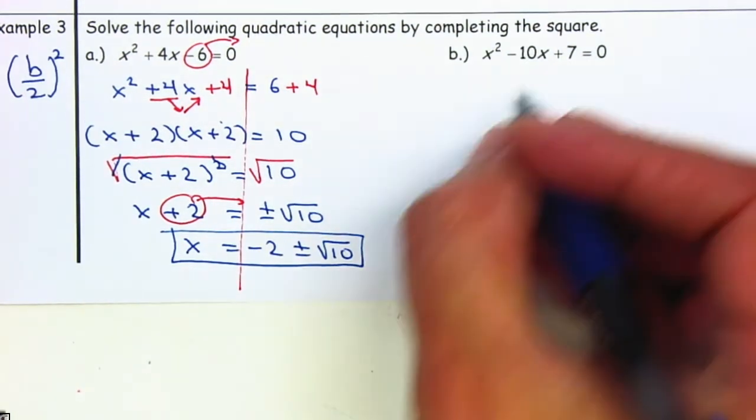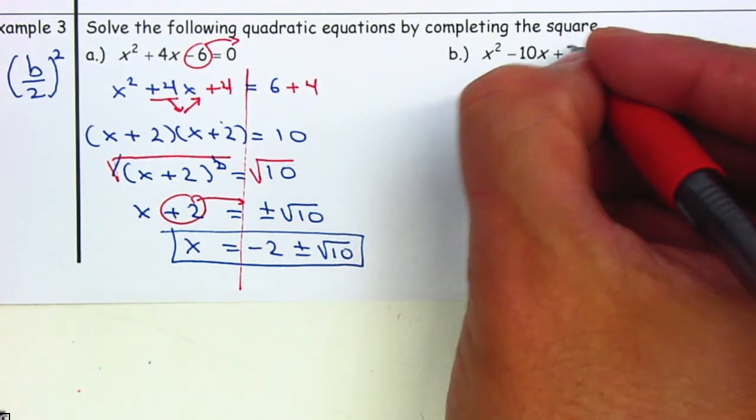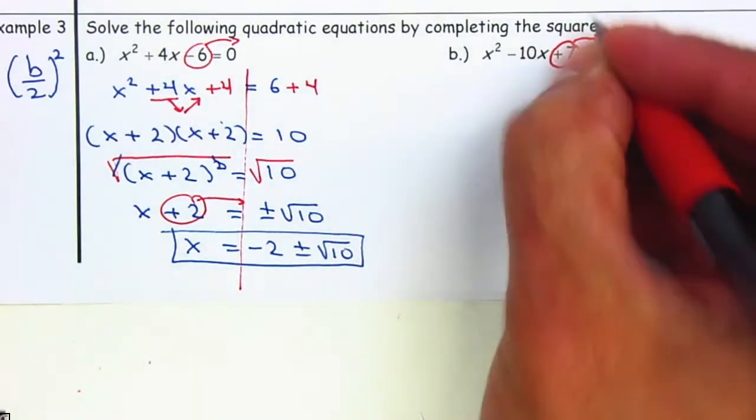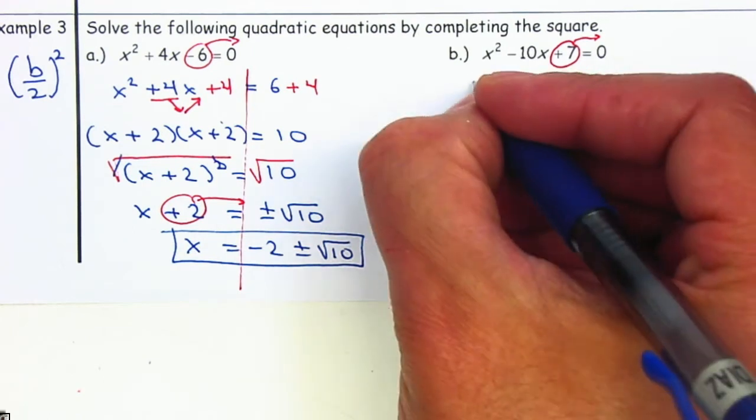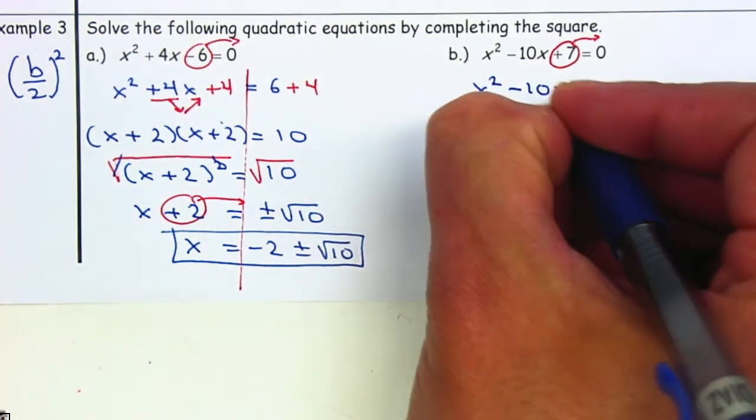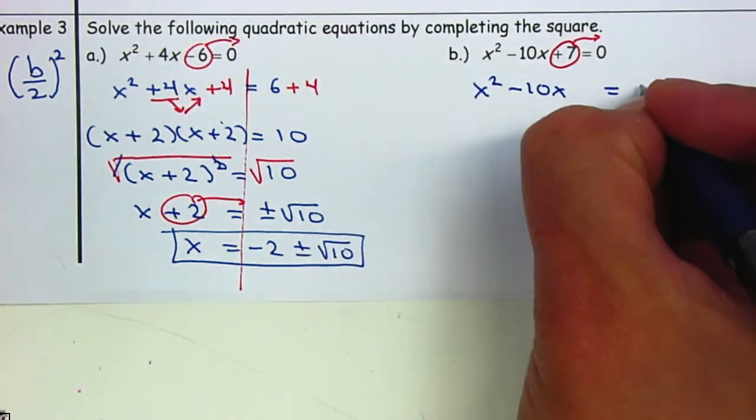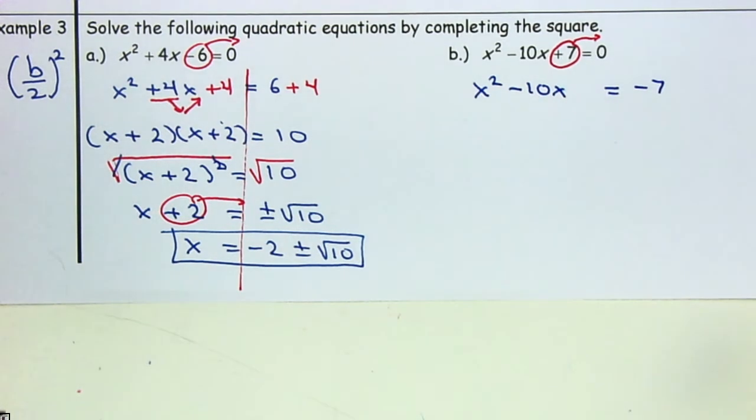Great. So for letter B, I'm going to move my 7 to the right. That's going to become a negative 7. We have x squared minus 10x. Leave some space, and that will be negative 7.